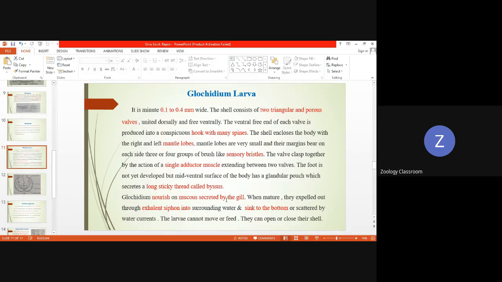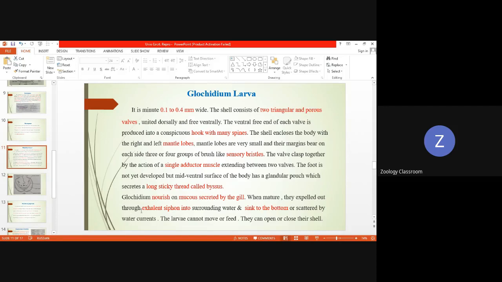Glochidium nourishes on the mucus secreted by the gills. आता कुठे आहे मग, where this glochidium is present, where this development is going on? Yes, Marsupial, in the brood pouch, in the marsupium, or in the water tubes of the gills. So gills often secrete mucus. So whatever mucus is secreted, that mucus is used as food for the nourishment of the Glochidium larva. When mature, they expel out.